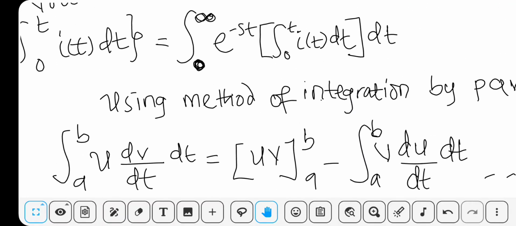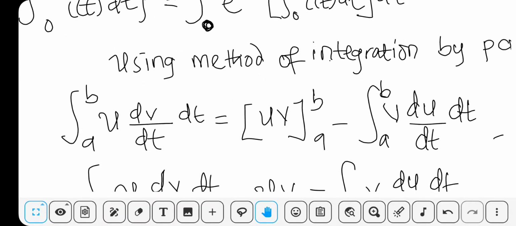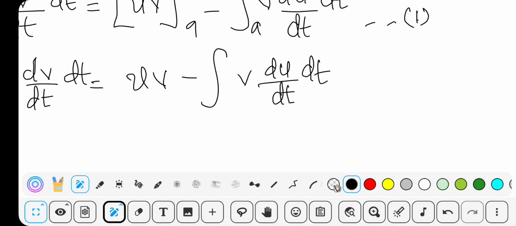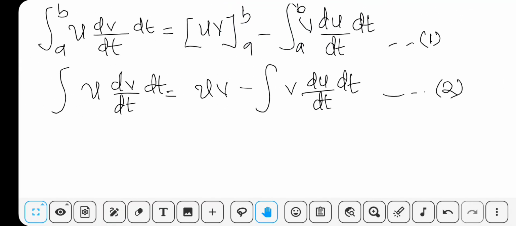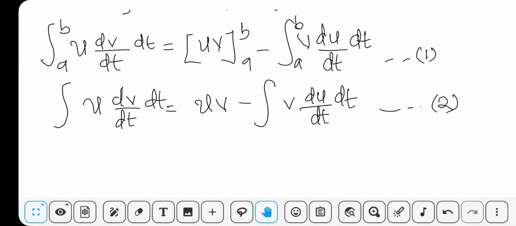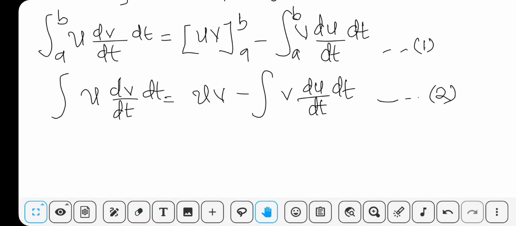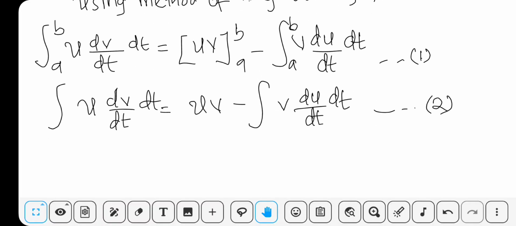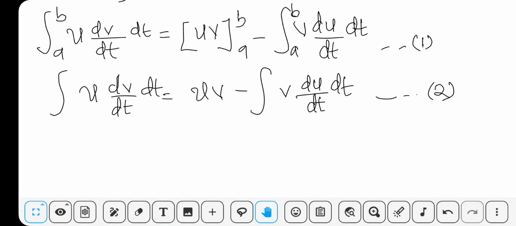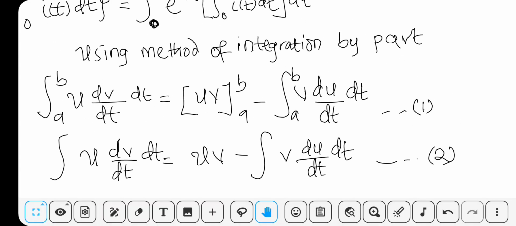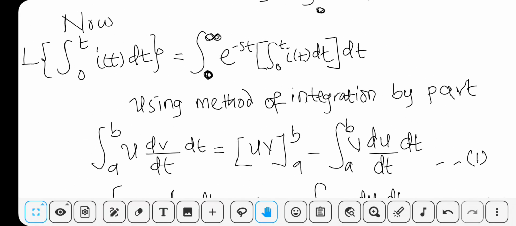Now, since we know that this is a definite integral, we are going to be using equation 1. For other problems that may be indefinite, we'll be using the second equation. But for this question, we're going to use the first one. So using the first equation, let's find our u and our dv/dt from this integral here.